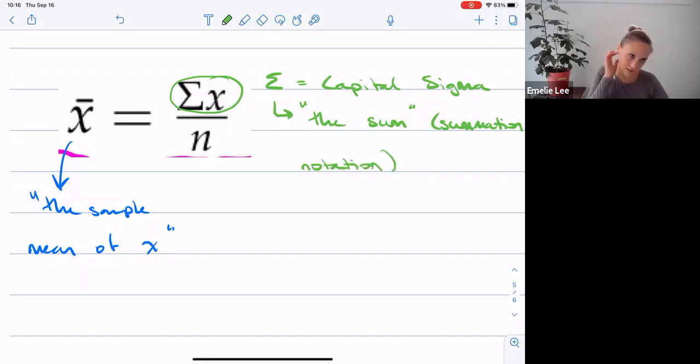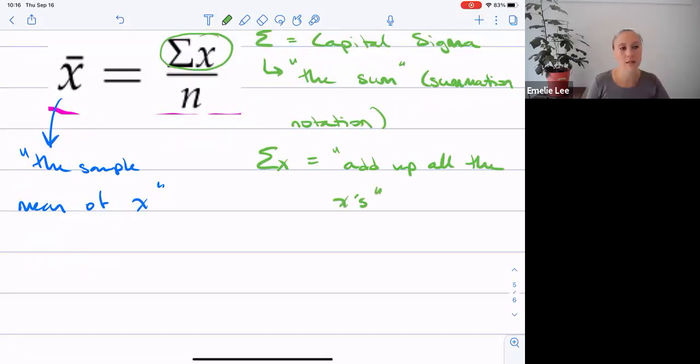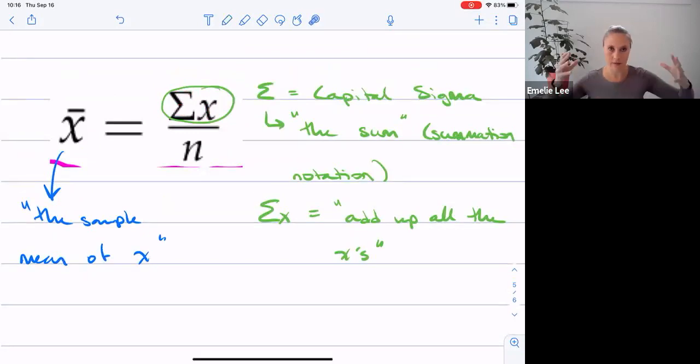Okay, and so the sum of x is just saying add up all the x's. Right? Which is what you would do, right? If I asked you to find the average of those numbers, you would add them all up and then you would divide by however many there are. But however many there are is n, our sample size, right?